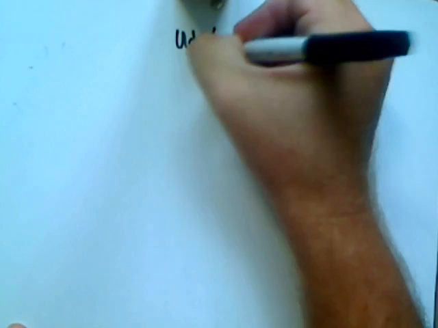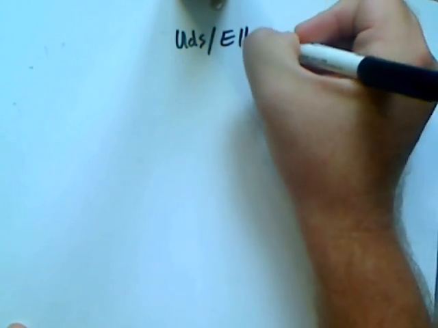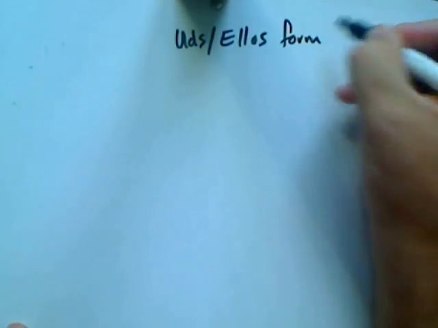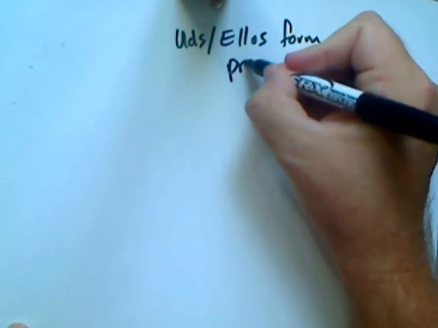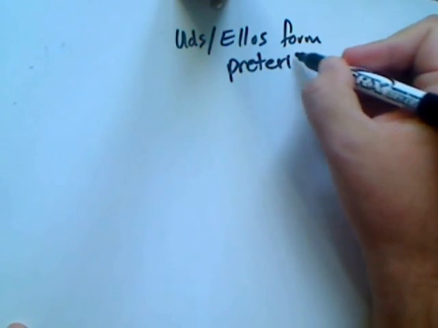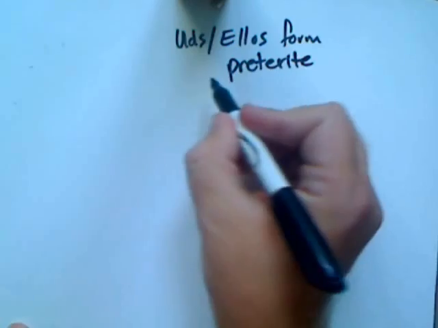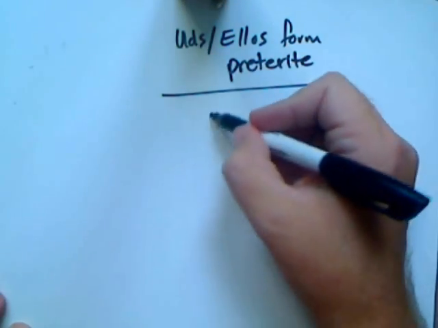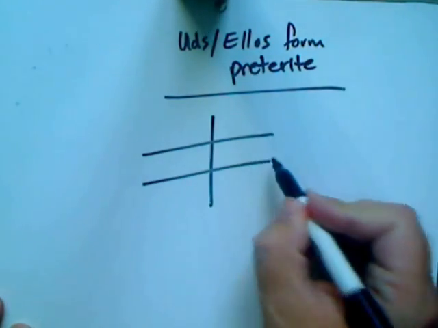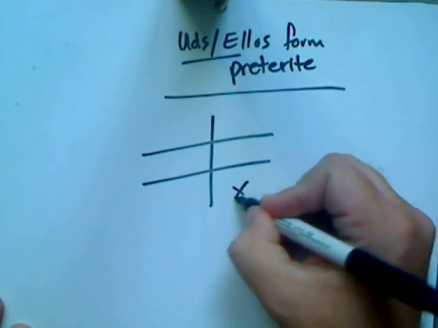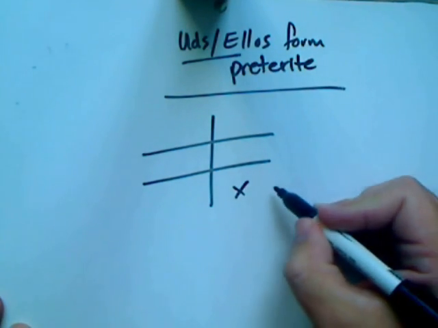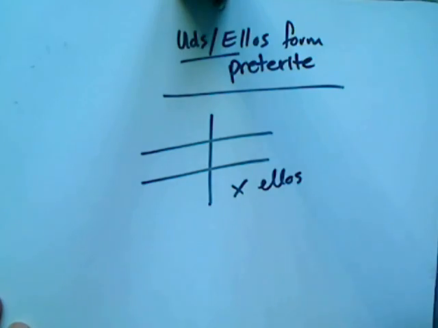All right, so in order to conjugate in the imperfect or past subjunctive, you begin with the ustedes or ellos form of your verb in the preterite. Ustedes, ellos form of the verb in the preterite. When I refer to this form, we're talking about this position down here: they, ellos, in the preterite.